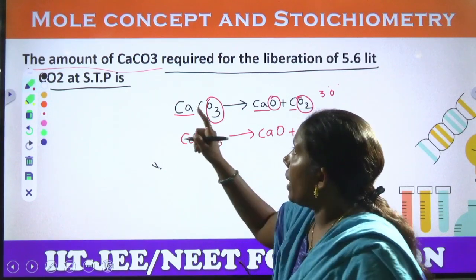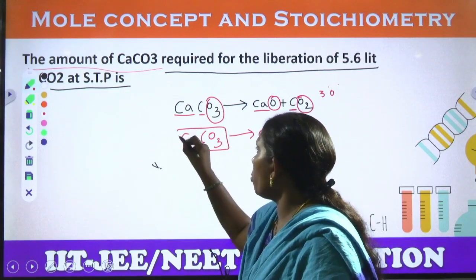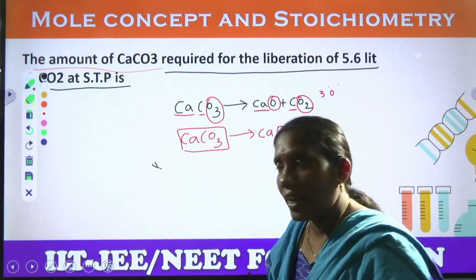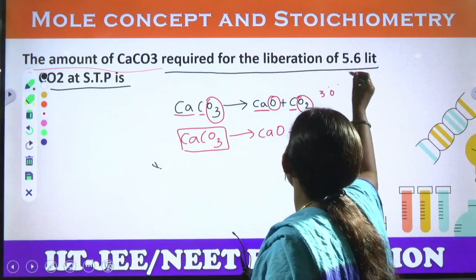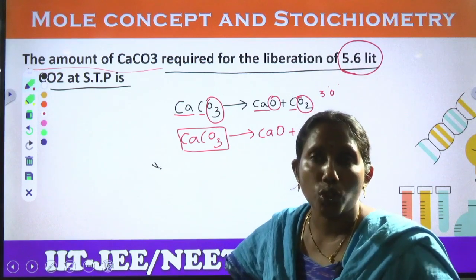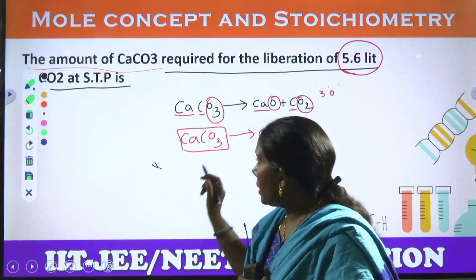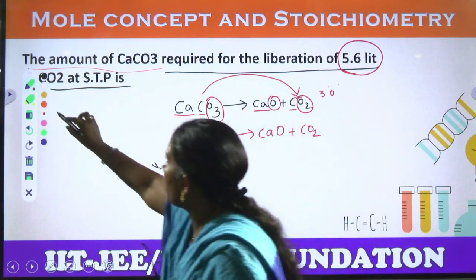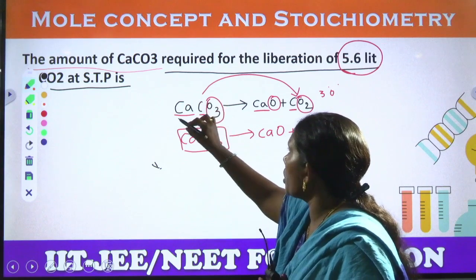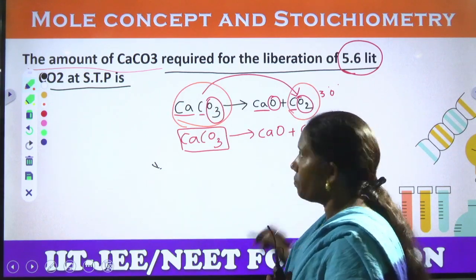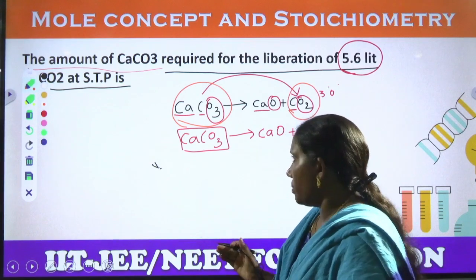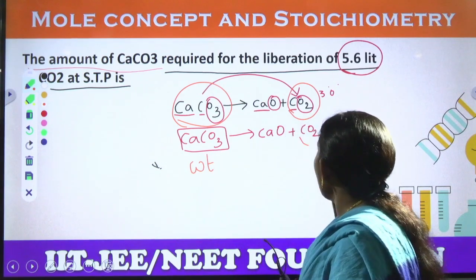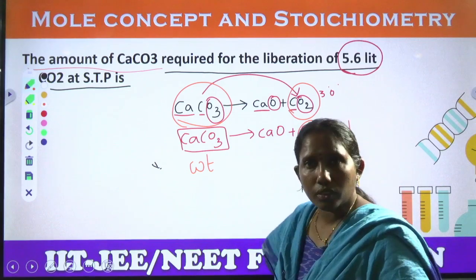Now read the question. The amount of CaCO3 required; amount indicates the weight. The weight of CaCO3 required for the liberation of 5.6 liters of CO2. First of all, we need the relation between the reactant and the product, that is, between calcium carbonate and CO2. What is that relation? CaCO3 in terms of weight, carbon dioxide in terms of volume, right?